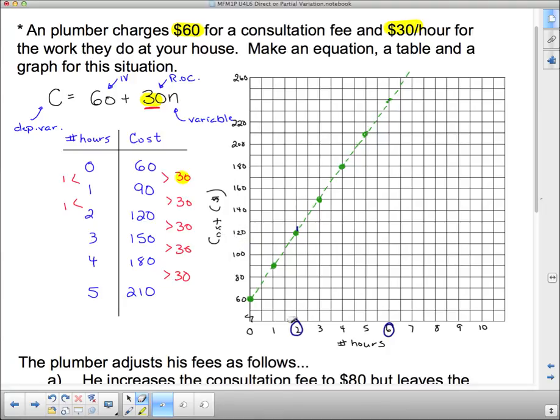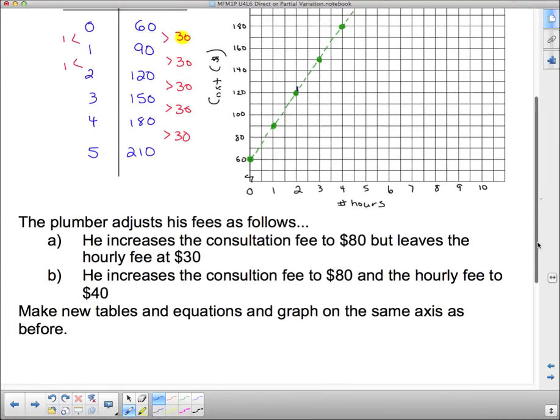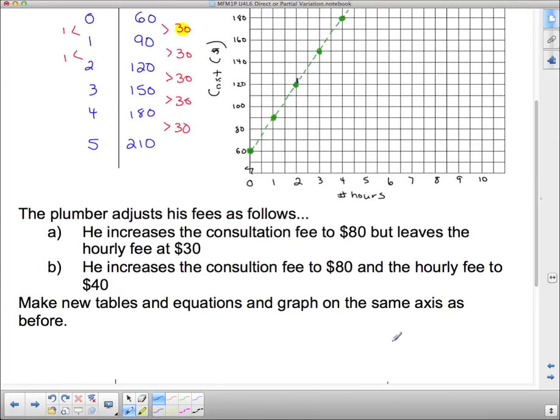That's 120. Here, I'll write those back in. 2 and 6. And this was 240 up here that I erased. All right, now, if he increases, we're going to adjust this. What's going to happen to the graph? What's going to happen to the table? If he increases the consultation fee to $80 but leaves the hourly fee at 30, or he increases the consultation fee to $80 and the hourly fee to 40.